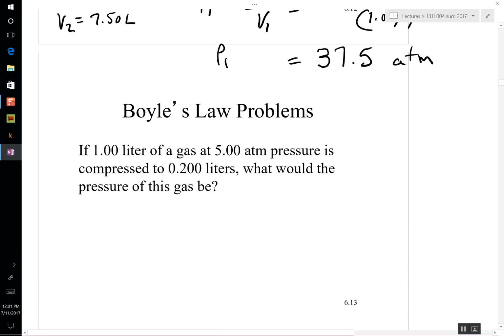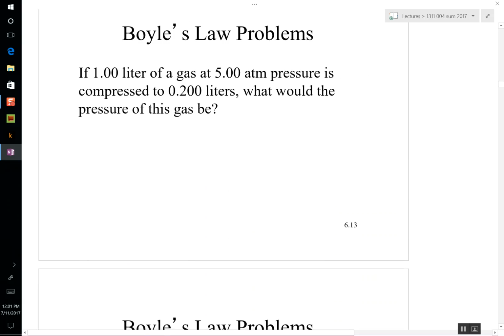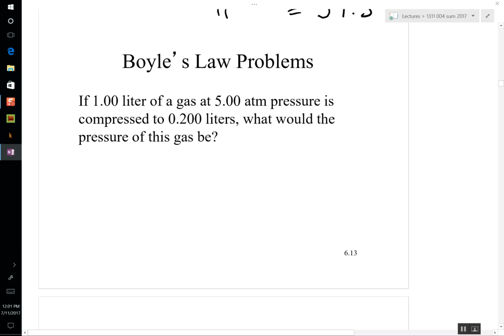Okay, now go ahead and use that method and solve this next problem. Boyle's Law problem.